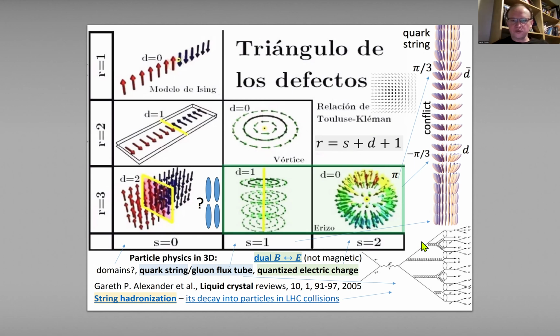But we need these two: the point-like charges, which are calculated by the Gauss law and which get Coulomb-like interaction, so as electric quantized charges. Also, the topological vortices are crucial, and in particle physics they correspond to so-called quark strings, connecting quark and anti-quark. So to understand quarks, we need both.